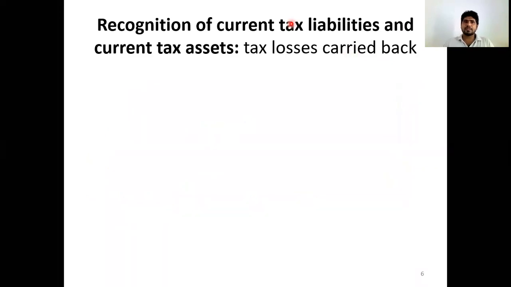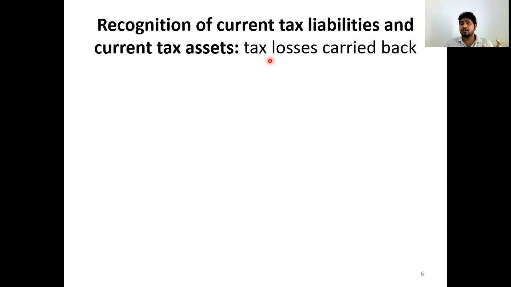And recognition of current tax liabilities and current tax assets. Now let us discuss tax losses carried back, right? Tax losses, as I told you earlier: in the previous period, we ended with a loss. This year, we ended with a profit. Then what we can do is set off the previous period tax losses.